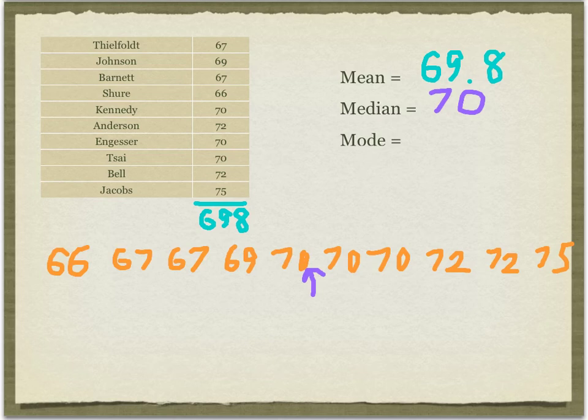And the mode, this is our last central tendency value here. So let's see how we find that. The mode is the one that occurs the most times. And you can see we have a couple of 67s, a couple of 72s, but our mode is clearly going to be 70 because we do have 3 of those.